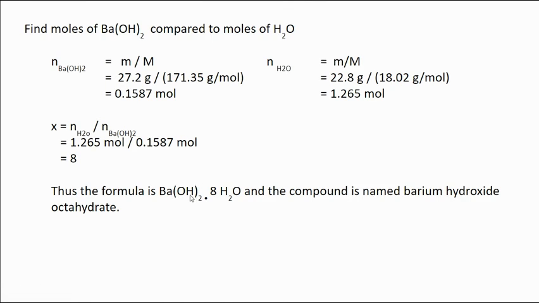So this would be barium hydroxide. This dot should be a little higher up, I'm sorry. And in that compound, there's 8 H2O molecules for every 1 unit of barium hydroxide. If we wanted to name this compound, we'll call it barium hydroxide, just as we normally would. And then it is a hydrate, and we're going to use our prefixes we already know. So 8 is octa. So it's barium hydroxide octahydrate.